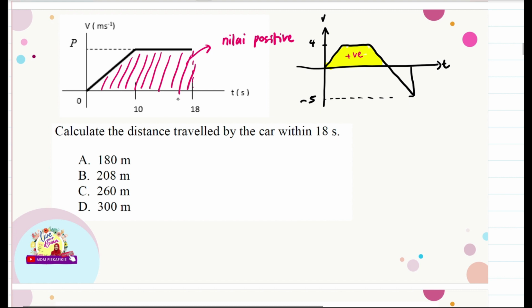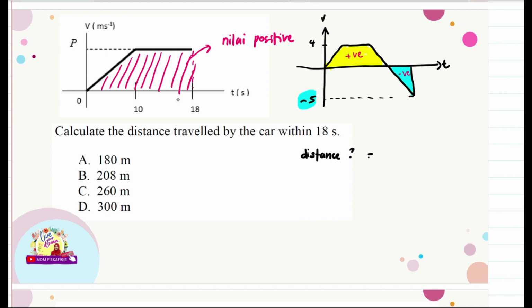Tapi yang bawah ini, color biru ini, okay, kalau kita consider the -5 meter per second, you akan dapat area under the graph ini negatif. Okay. Sekarang bagaimana kalau soalan minta awak kira distance? Okay, distance traveled by the car.